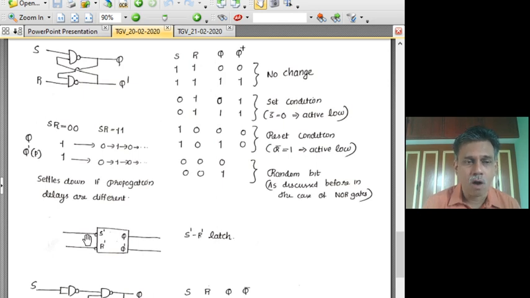A 0 on S bar sets the flip-flop, and a 0 on R bar resets the flip-flop. When I only say a 0 on S bar, I automatically mean a 1 on R bar, and vice versa. As usual, we have written Q along the same line as S bar and Q complement along the same line as R bar, and this is the representation of the S bar R bar latch.